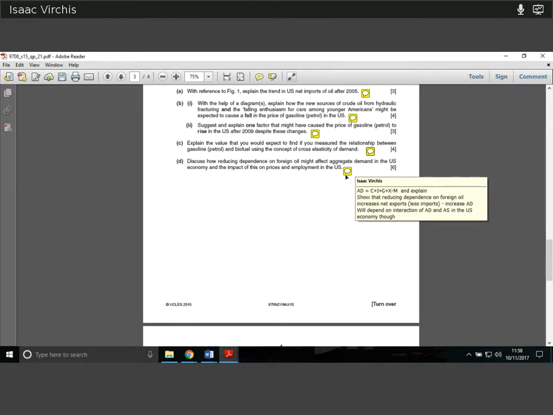Is AD going to boost even more because consumption is going to increase? Because it's not just that we're reducing imports, we're also increasing domestic consumption of oil. So all those are valid evaluation points, and those are necessary to get the final two marks. You can only get four marks without doing any evaluation there.